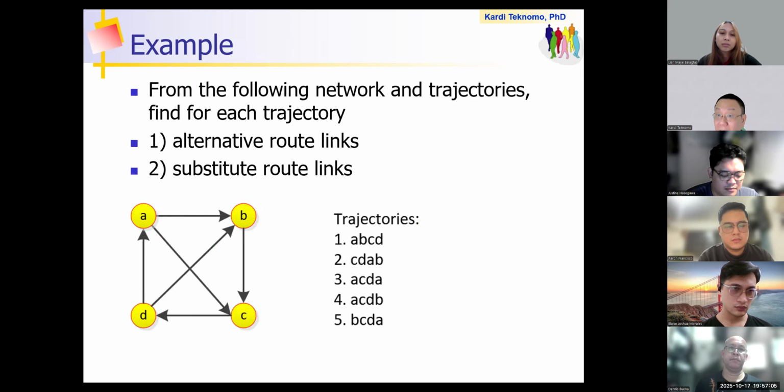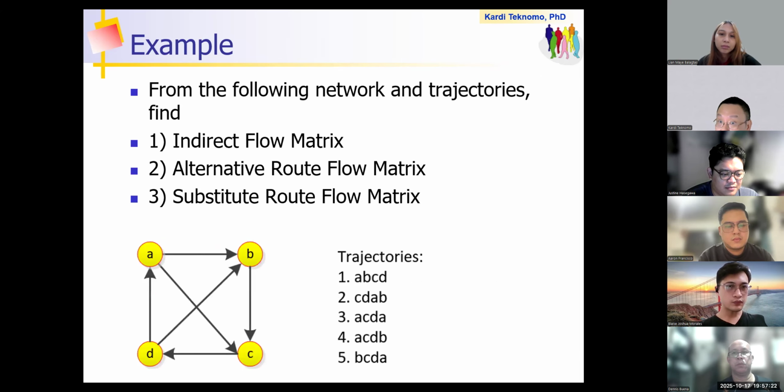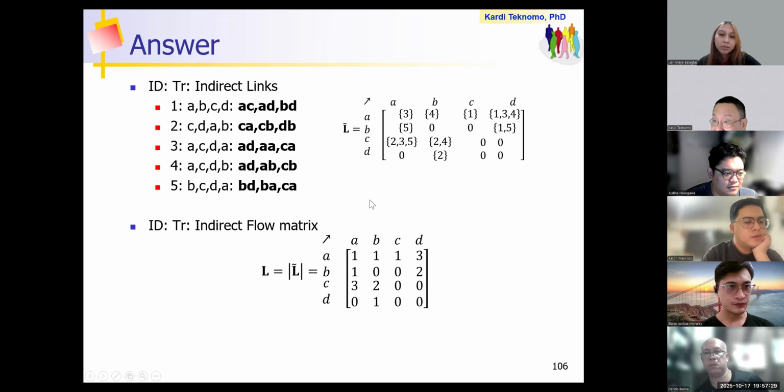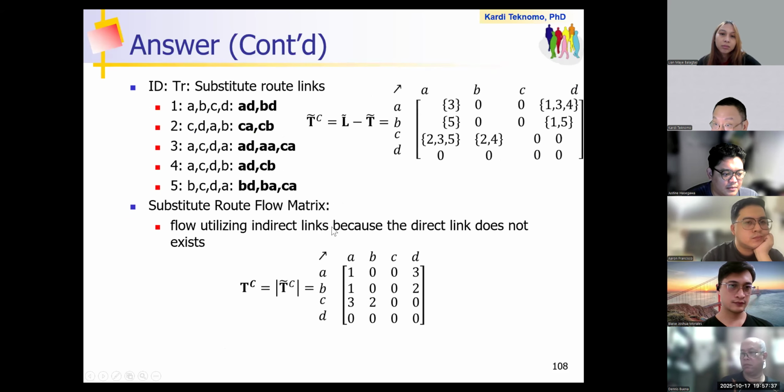So this is just an example of how you will get it. With the same network and the same trajectory, you will get alternative route links and substitute route links. You can check in detail later. And from here you can get the two matrices. So I get the L, and from here I can divide into T and TC, or S.